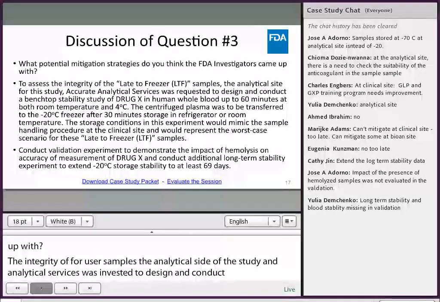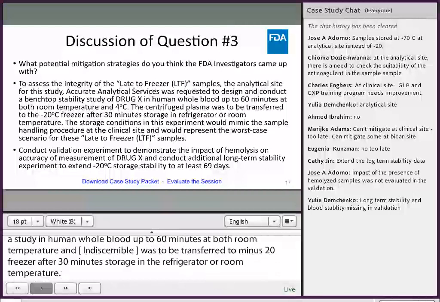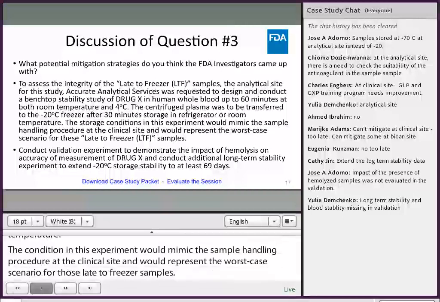The storage condition in this experiment would mimic the sample handling procedure at the clinical site and would represent the worst case scenario for those late to freezer samples. The analytical site would also conduct validation experiments to demonstrate the impact of hemolysis on accuracy of measurement of drug X and conduct additional long-term stability experiments to extend -20 storage stability to at least 69 days.